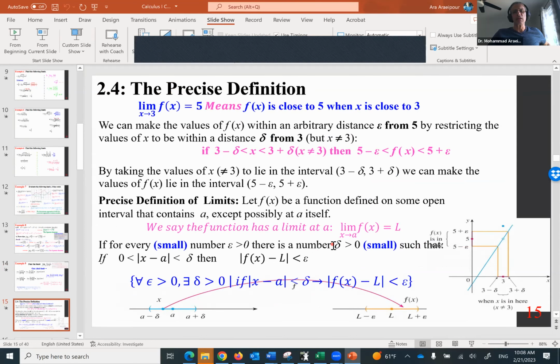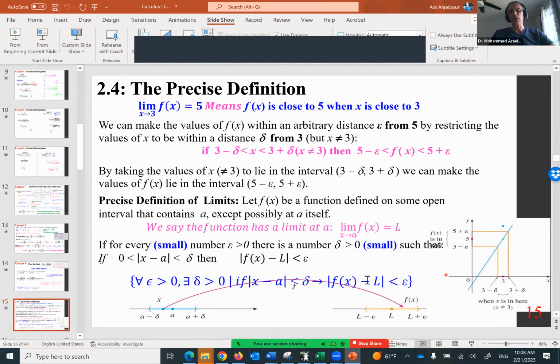The precise definition, we basically are going with this definition: whatever the value of epsilon larger than 0, there is a delta larger than 0, such that, this line segment is read such that, if the absolute value of x minus a is less than delta, that results in the absolute value of f of x minus L being less than epsilon.